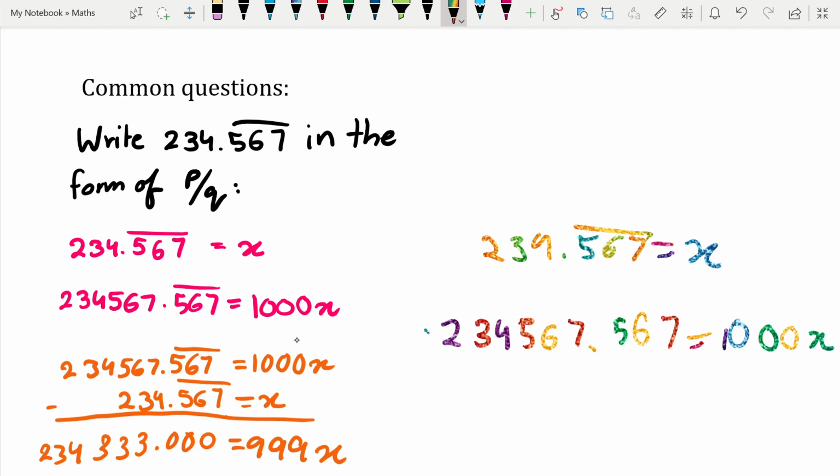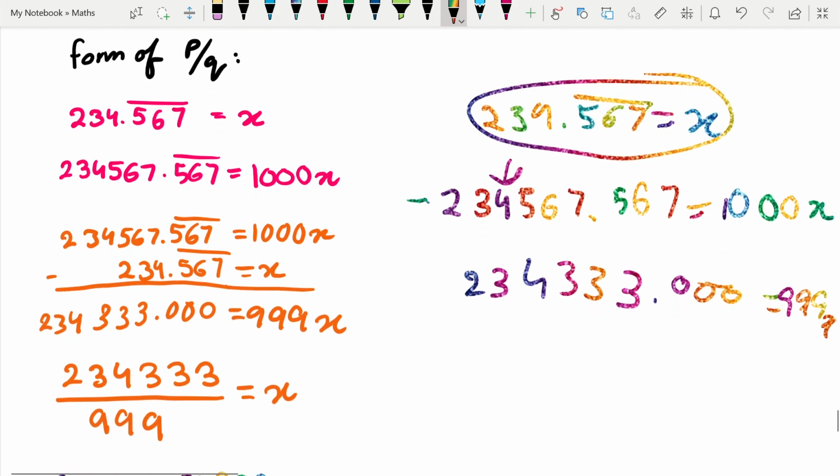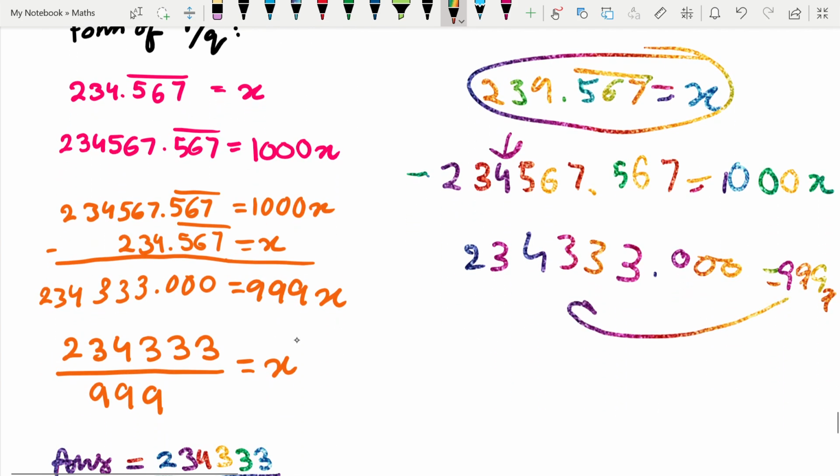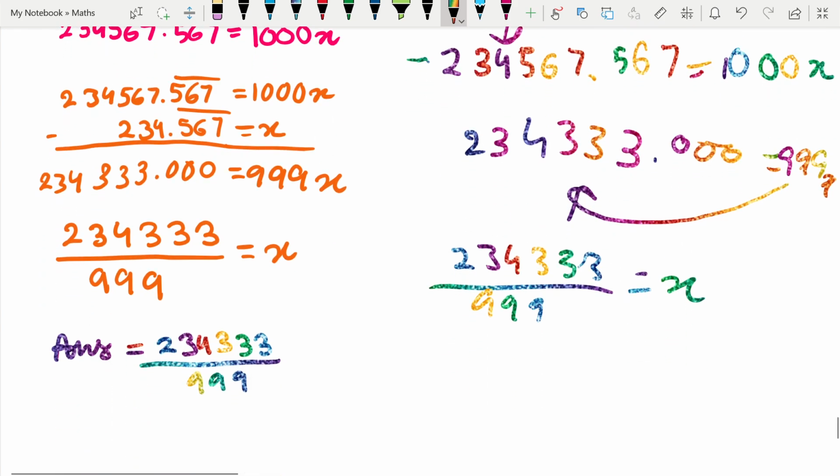So now if we subtract this one from this one, then we'd get 234,333.000, is equal to 999x. Now from here, we can get this 999 down here, so it would become 234,333 over 999 is equal to x. So our answer would be that.